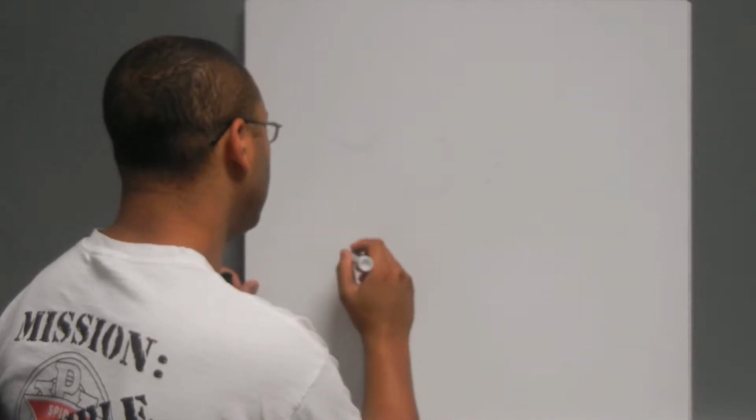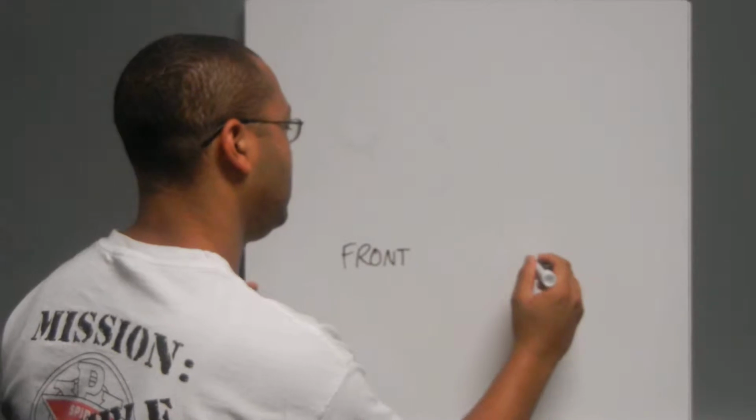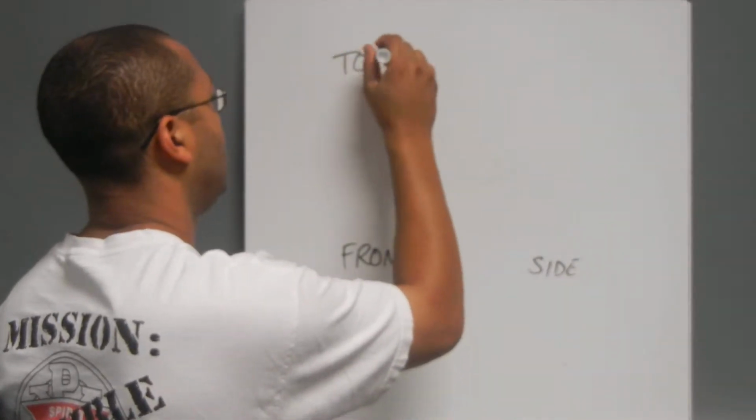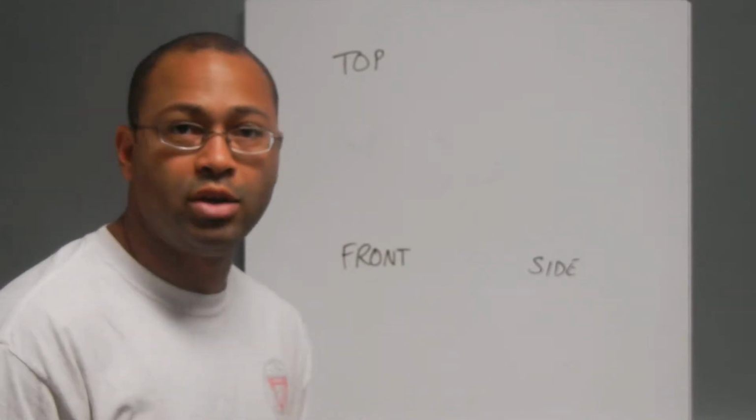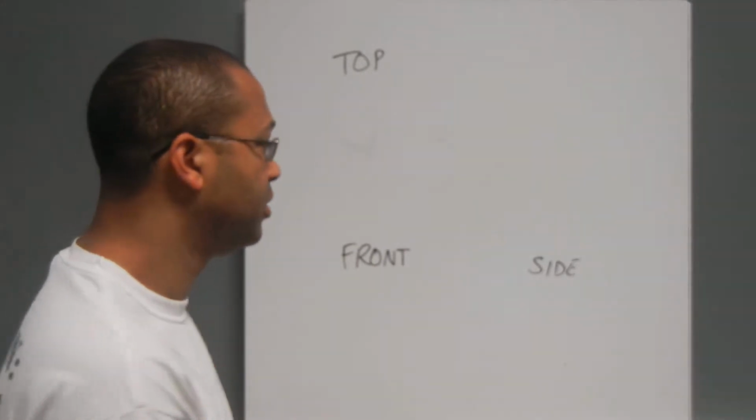Okay, for this video, we're going to look at one of the sketches that we talked about earlier, and that is a multi-view sketch. So let me create a quick sampling of a multi-view sketch for you real quick. Okay, typically you have the top, the front, and the side view. Typically that's the right side view.